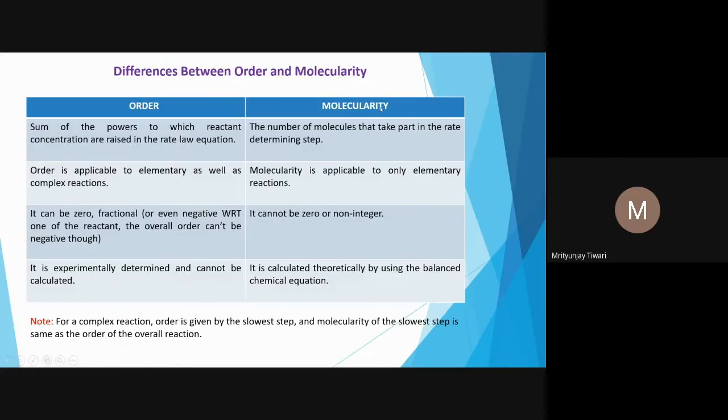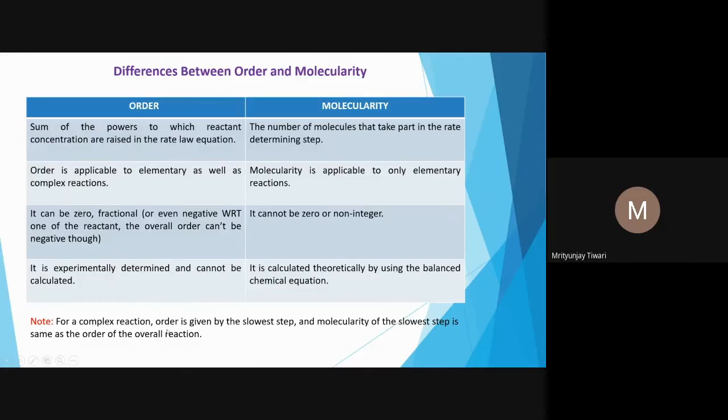For molecularity, when the elementary reaction is given, you just balance the elementary reaction and then count the total number of molecules of the reactants, and you can theoretically obtain the molecularity of the reaction. So the molecularity can be theoretically obtained for a balanced elementary reaction. However, order cannot be obtained theoretically. One always needs to perform an experiment to obtain the order.